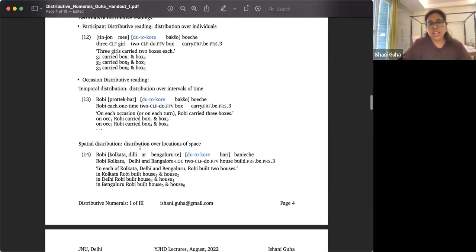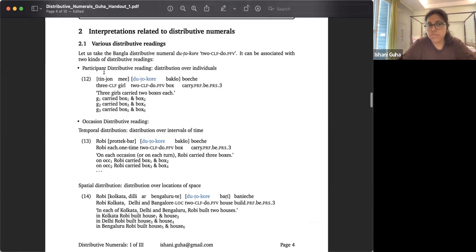So these are the two primary kinds of distributive readings, and a lot of the questions majorly debated while studying distributive numerals are about these two readings, participant distributive readings or occasion distributive readings, and which one has which.